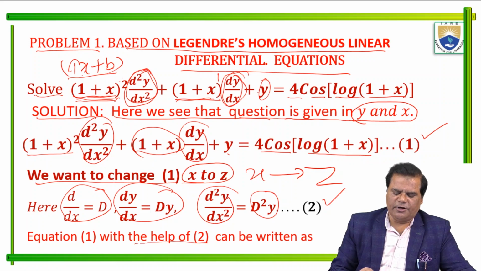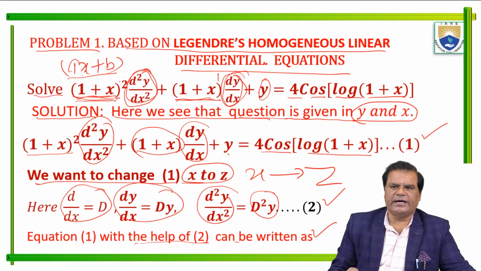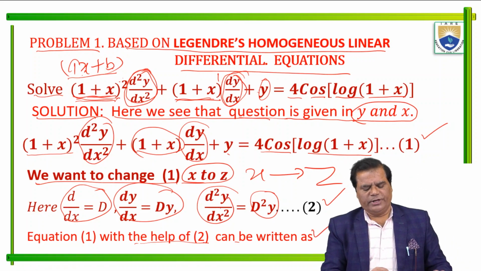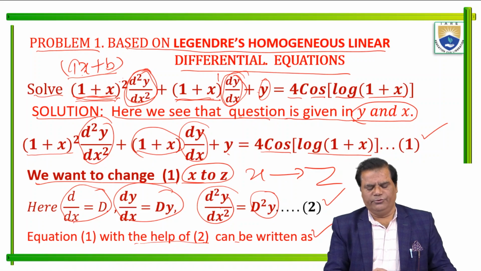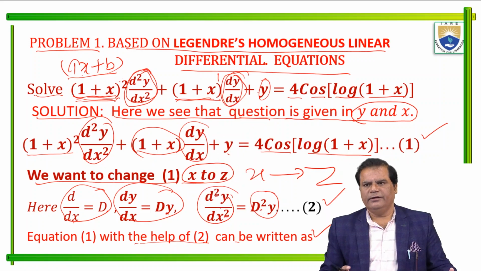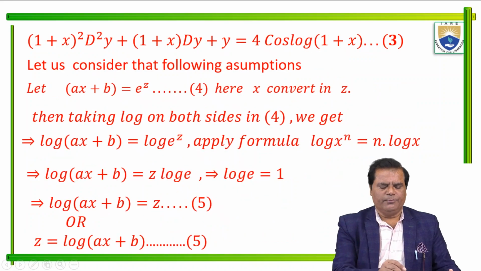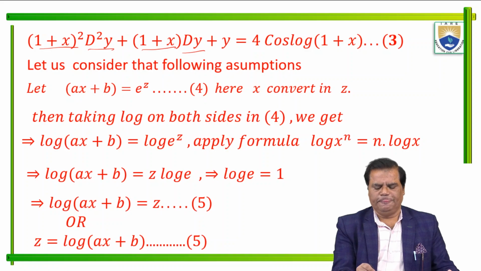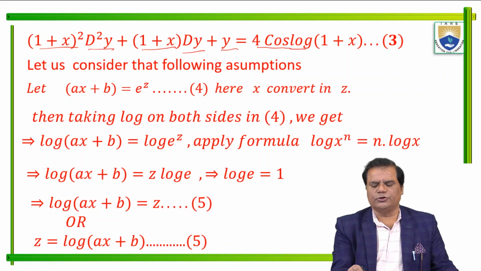Equation 1 with the help of equation 2. This equation 1 and this 2 can be written directly. We can write directly, putting this value dy by dx equal to Dy, d2y by dx2 equal to D square y. This value putting in our question 1, then we can write (1 plus x) whole square D square y plus (1 plus x) Dy plus y equal to 4 cos log (1 plus x).